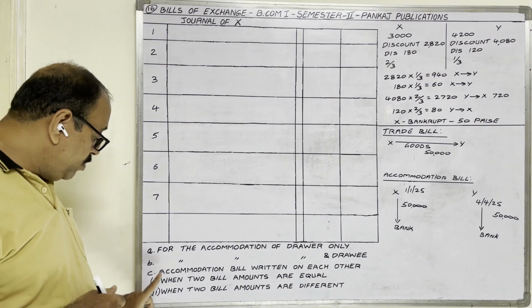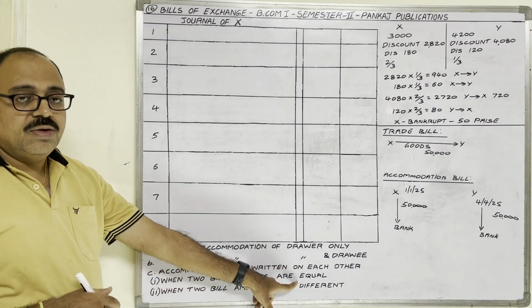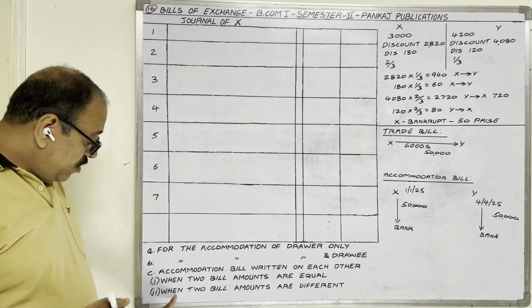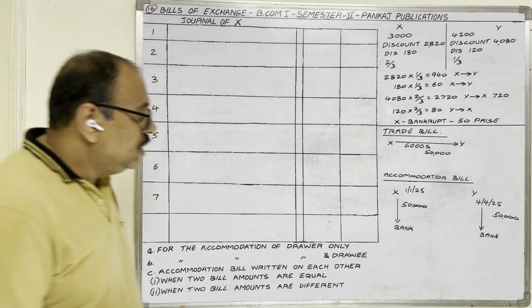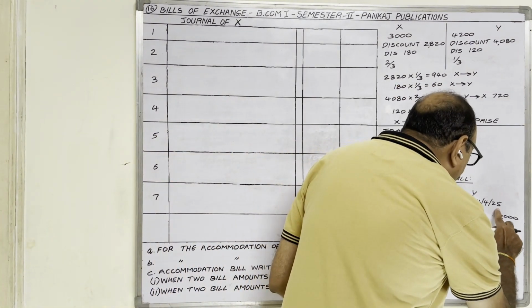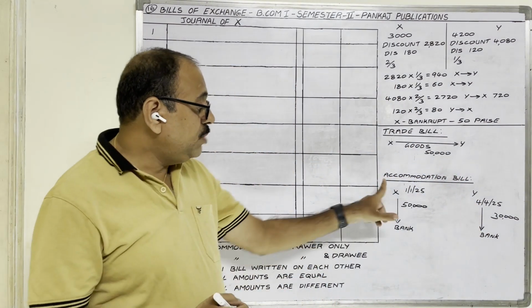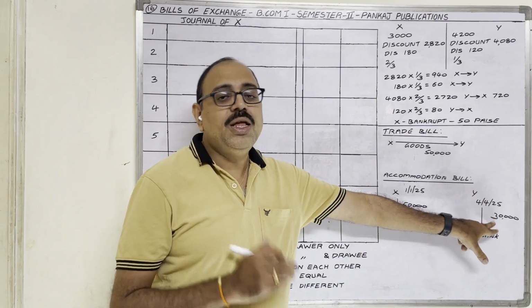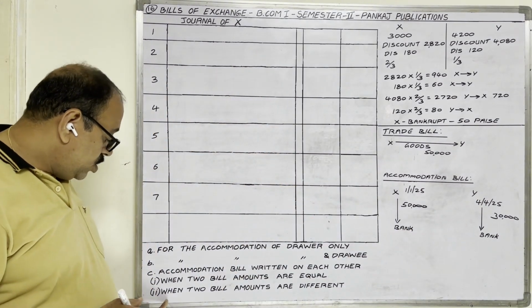So third bit, first point: when the two bill amounts are equal. That is the example. The second one is what? When the two bill amounts are different. Here what happens? Bill amounts will not be the same. For example, X prepared a bill for 50,000, Y prepared a bill for 30,000 rupees. Then this model comes under C2 bit.